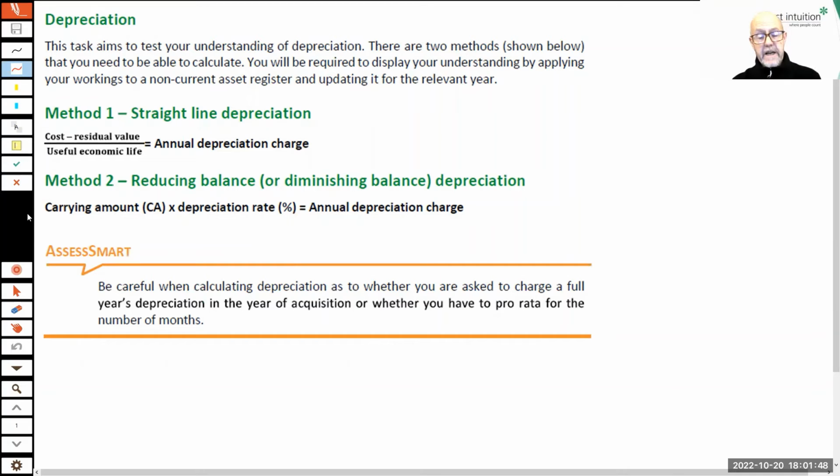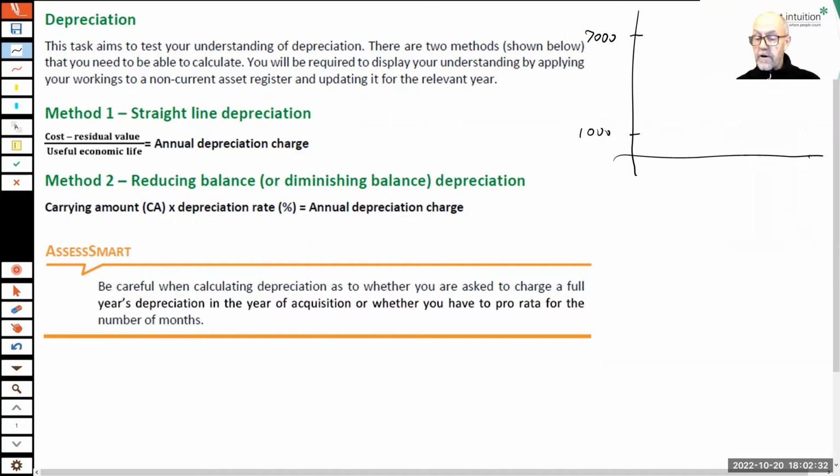This task will test how well you understand depreciation. There are two methods, generally speaking, that we meet. Straight line depreciation, which is the cost minus any residual value over the useful economic life of the asset. The reason we call it straight line is that if we did a graph of how much the asset is worth, let's say we were going to buy an asset for £7,000, and let's say that we were going to keep it for 4 years, after which time we were going to sell it, let's say, for £1,000.